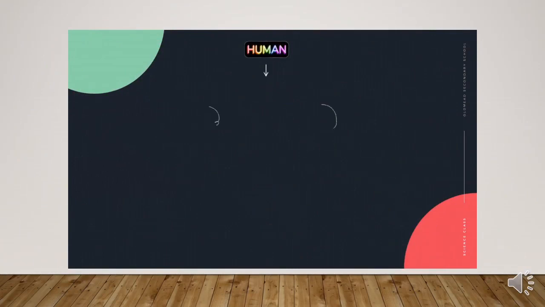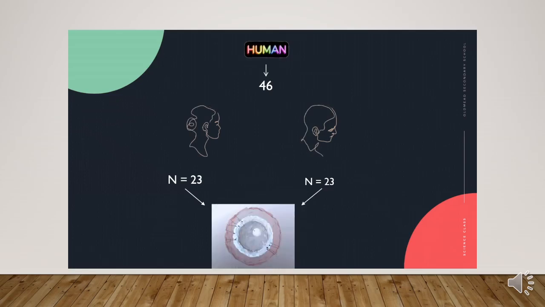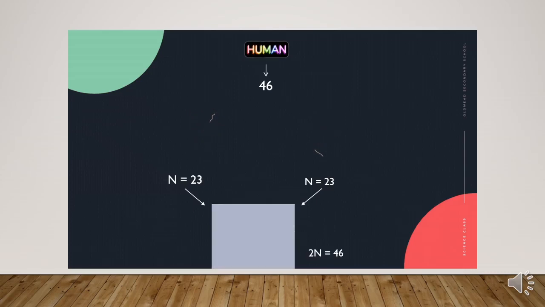Humans have 46 chromosomes. 23 of these came from the father's sperm cells, while the other 23 came from the mother's egg cell. During fertilization, or during sexual reproduction, the haploid sperm cell unites with the haploid egg cell to form a fertilized egg or zygote, which is diploid. The zygote will grow and develop into a multicellular adult by mitosis.